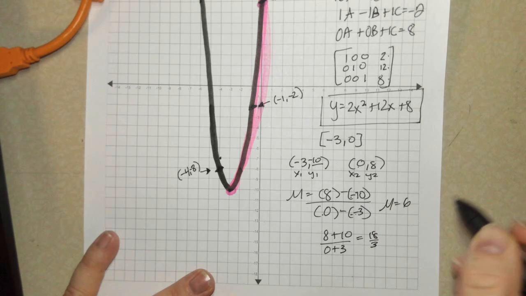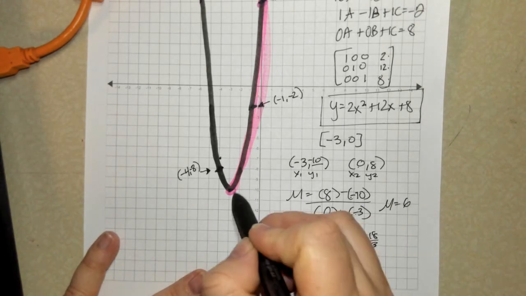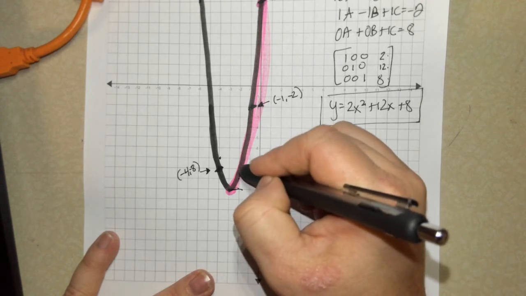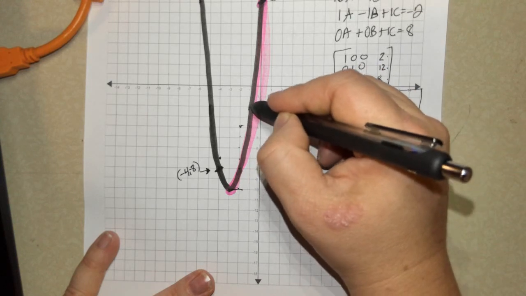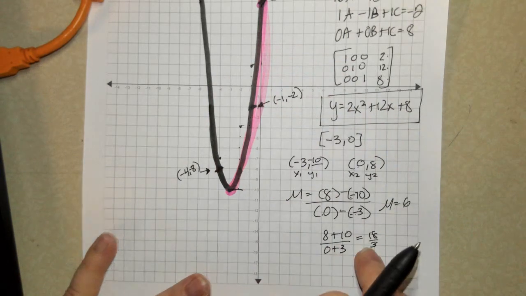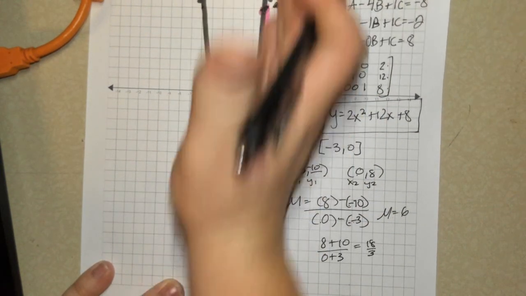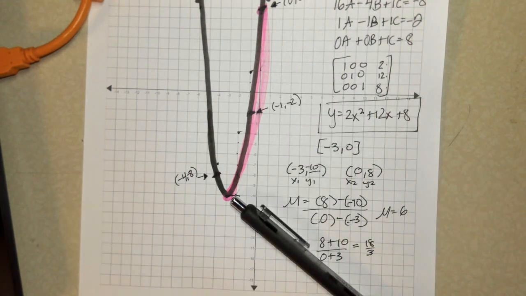That means that on average rate of change, every time I move to the right one, I'm going to go up 6. Go right 1, up 6. It's not going to be exact because it's the average of this particular line. It's not linear, so it's not going to be exact. So my answer again would be positive 6.